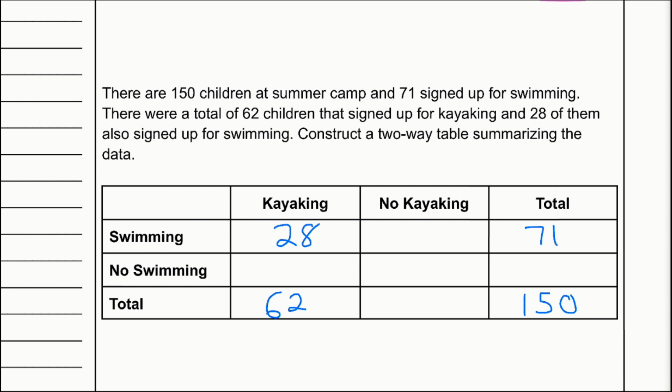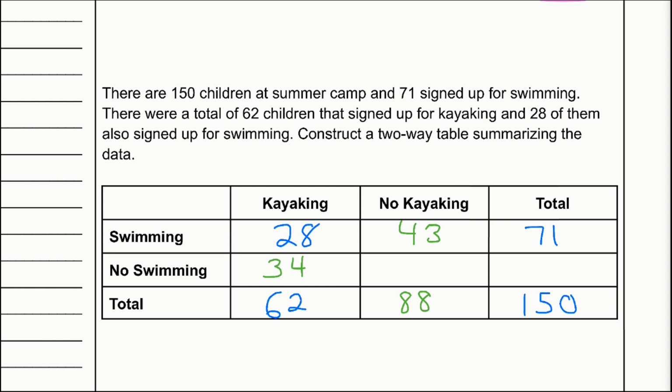We got this. Okay. So it's basically on this one, it's going to be taking our totals and subtracting what we have. From what I can see, the total swimming is going to be a combination of the kayaking and the no kayaking. So I'm going to take 71 minus 28 to get 43. For that bottom total, I'm going to take 150 minus 62 to get 88. And then I'm going to take my 62 total minus 28 for kayaking, which is 34.